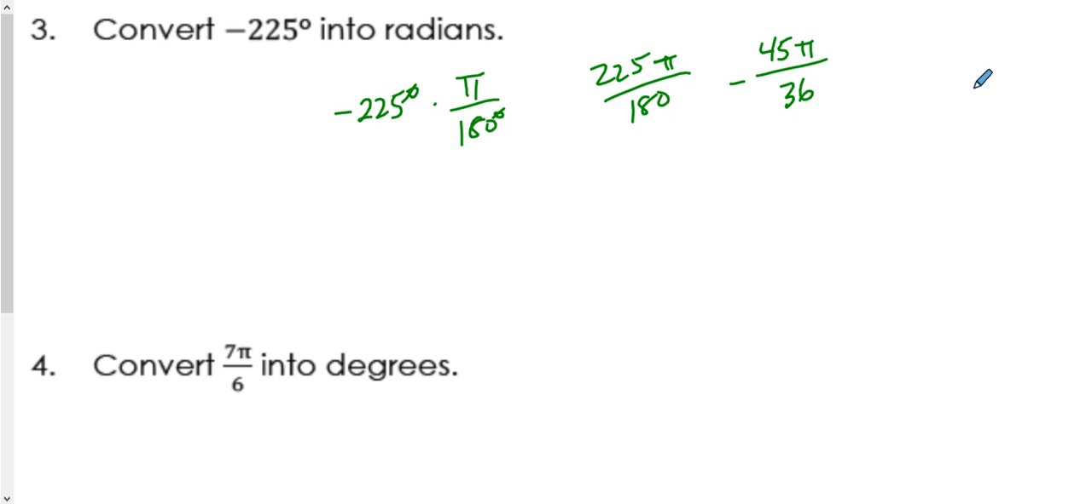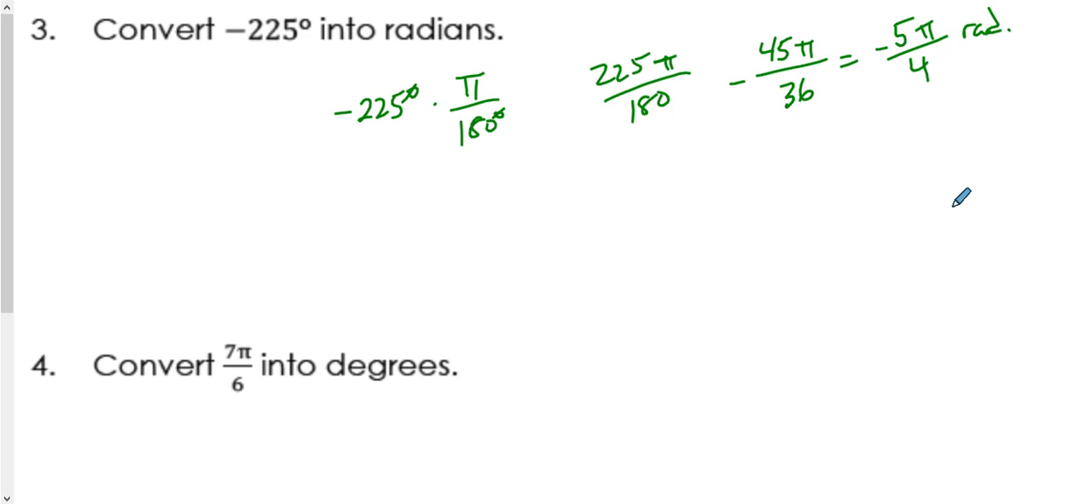All right, so actually, hold on. 9 goes into both of those too. 9 goes into 45 5 times. So negative 5 pi. And 9 goes into this 4 times. So we get negative 5 pi over 4 radians. And again, if you want to write RAD, you can. But it's generally understood that when you see this pi symbol, you're talking about radians.